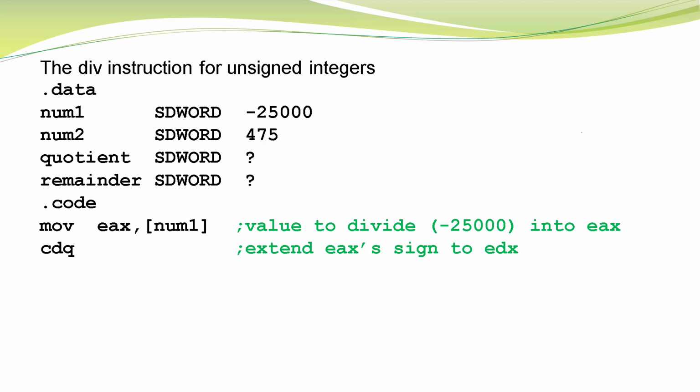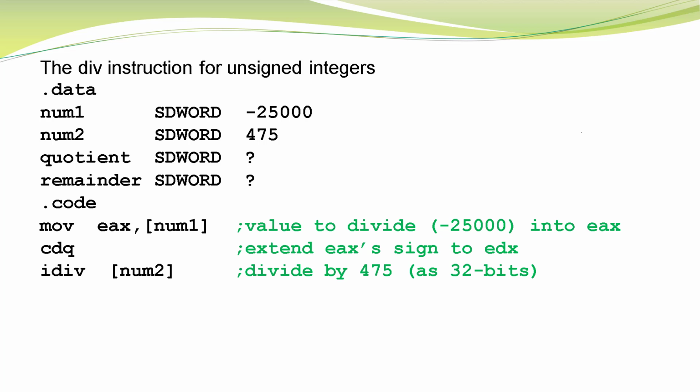Now we're dealing with signed integers, which means if EAX contains a positive number, then EDX should contain all zeros. But on the other hand, if EAX contains a negative value, which it does in this case, then EDX should contain all Fs. So I do my signed division instruction, which places the quotient in the EAX register and the remainder in the EDX register.